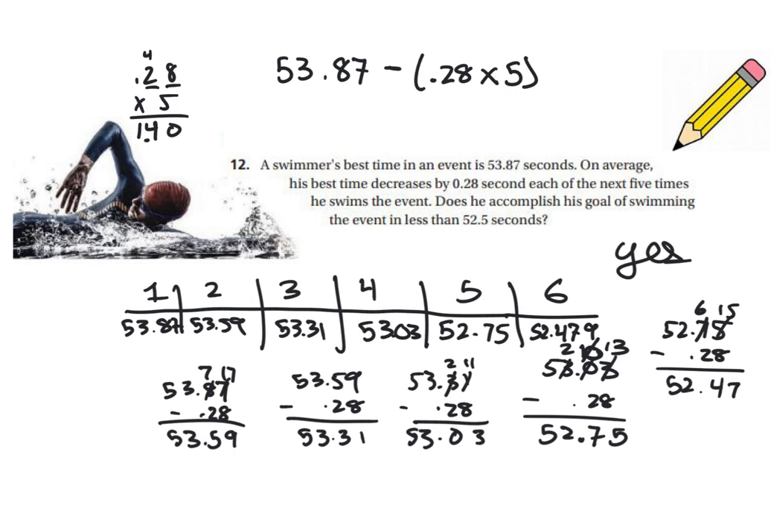So we could come over here and we could substitute this out and say, okay, this is now minus 1.40, and then 53.87 minus 1.40 gives us 52.47, and 52.47 is also what we got in our table by repeated subtraction. So we once again could confirm, yes, he beat his time.